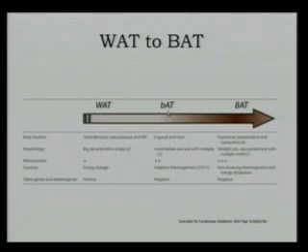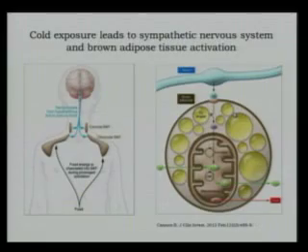And there's also something called the beige adipose tissue, which has characteristics between the white adipose tissue and the brown adipose tissue. In simple terms, brown adipose tissue is associated with better metabolic health, as opposed to white adipose tissue, which, depending on the location and the inflammation, might put you at risk of cardiometabolic disease. Okay. So again, exposure to cold activates your sympathetic nervous system and activates brown adipose tissue such that you increase energy expenditure.